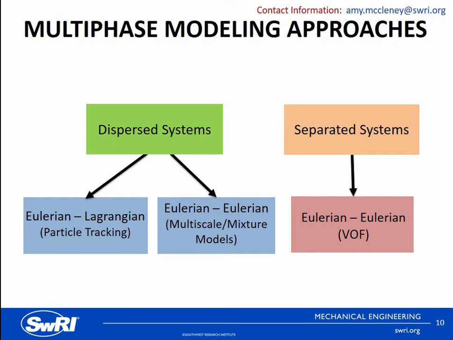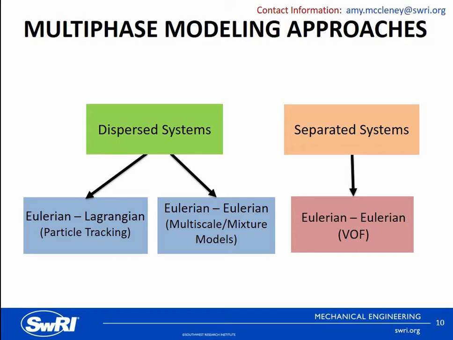For dispersed systems, you can use either a Eulerian-Eulerian approach or Eulerian-Lagrangian. Eulerian-Lagrangian is mainly for particle tracking with discrete phases that are less than 12%, as we discussed on the previous slide. With the Eulerian-Eulerian model, you have the mixture model or the Eulerian model you can use.